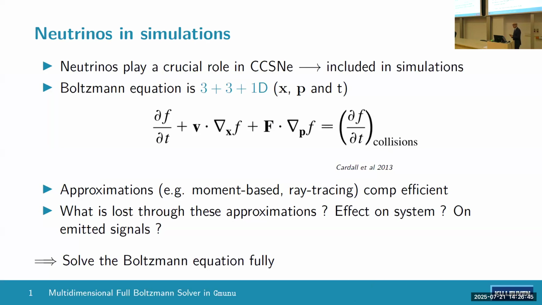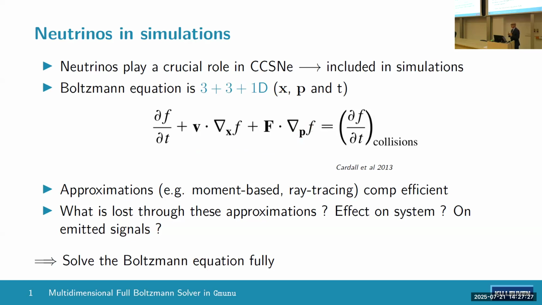As we saw in the lecture this morning, the neutrinos play a pivotal role in core collapse supernovae, and so it's very important to include them in the simulations. If you look at the actual equation that you would like to solve, if you want to include everything, this is the Boltzmann equation, which is 3 plus 3 plus 1 dimensional, so x, p, and t. And here is the equation itself, where f is the neutrino distribution.